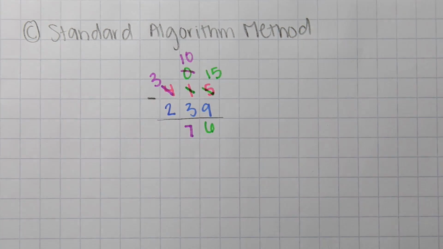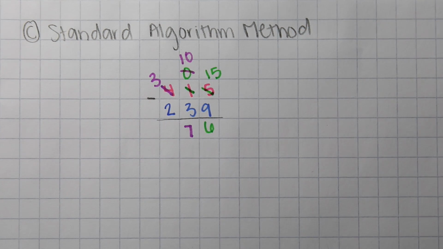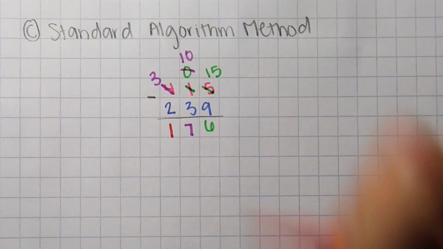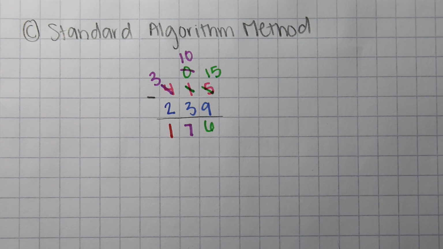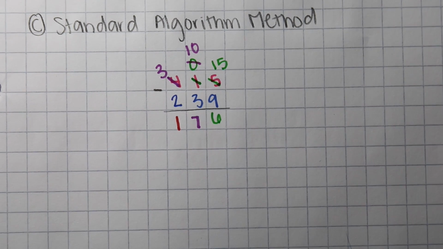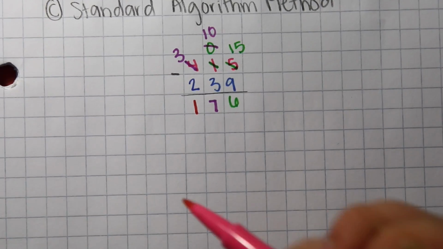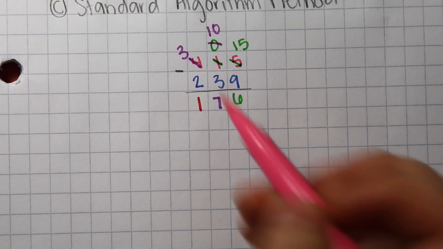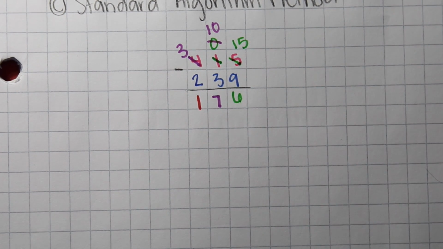10 minus 3 is 7, or in this case, it represents 70 since it's in the 10th column. And then we finally subtract our hundreds. So 300 minus 200 is 100. 3 minus 2 is 1. So it gives our final answer being 176.